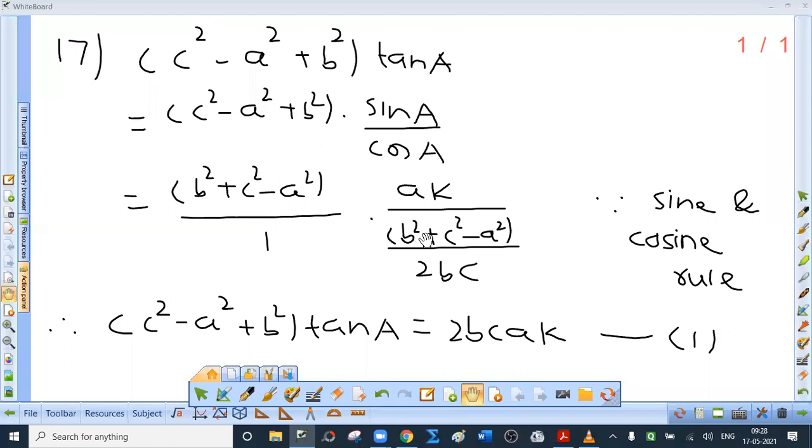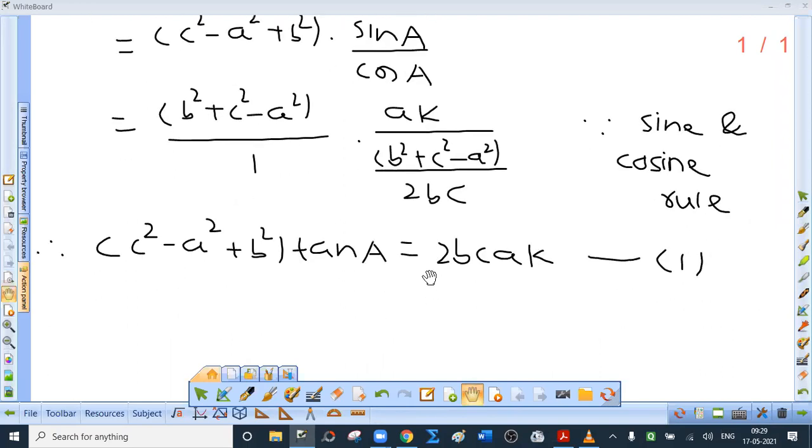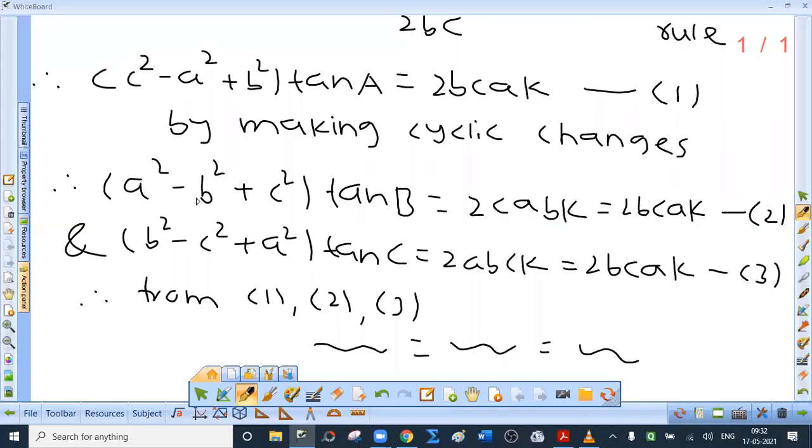And what is cos A? b square plus c square minus a square upon 2bc. So (c square minus a square plus b square) tan A becomes twice bc ak. This is number one. Now make cyclic changes. You will notice that the left hand side changes. For example, the next change will be (a square minus b square plus c square) tan B. Will the right hand side change? No. It will be 2c abk, same as twice bc ak, and so on.